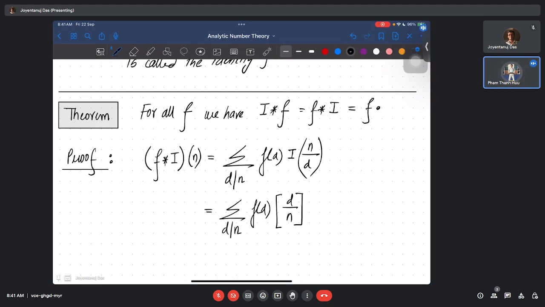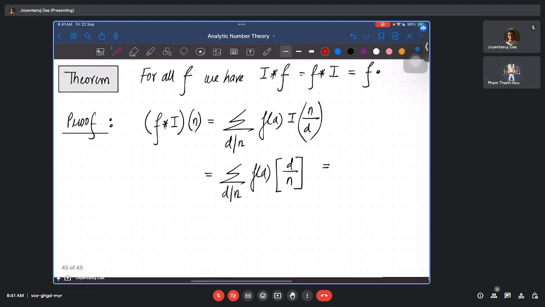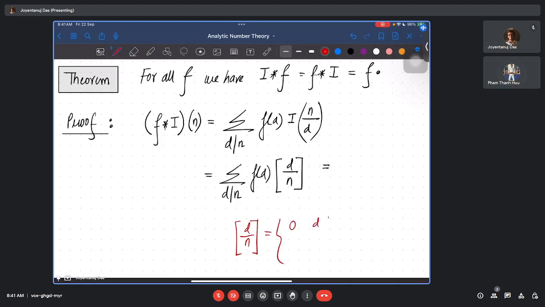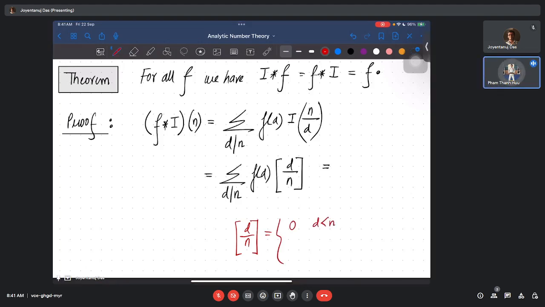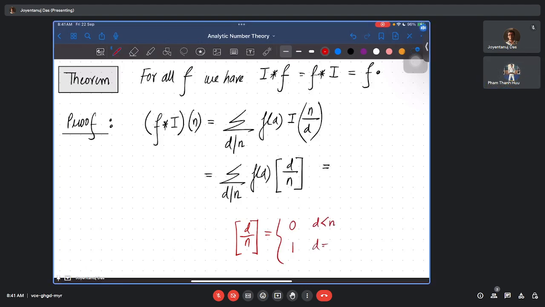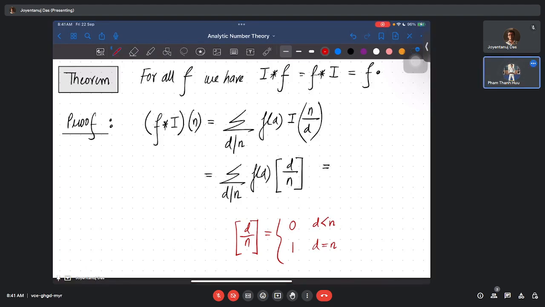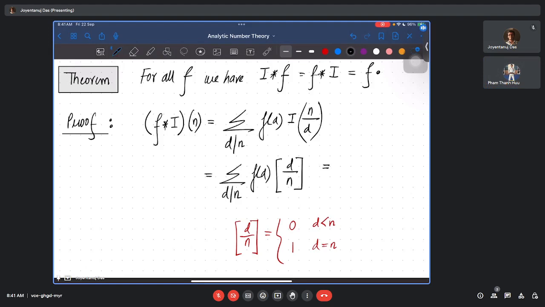So it is box of d over n. But if d is strictly less than n, then the box of d by n is always 0. It is 1 only if d equals n. Everything else becomes 0. So in this summation, only the term that survives is f of n. All other terms will be 0.